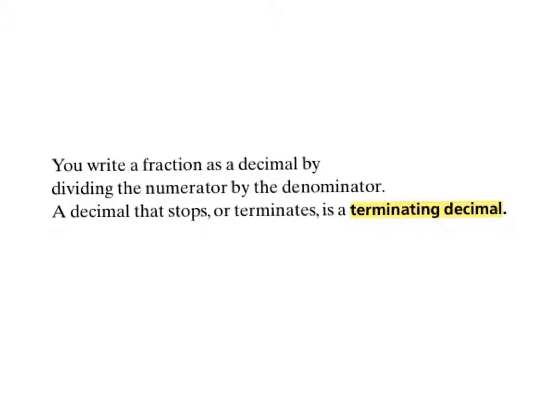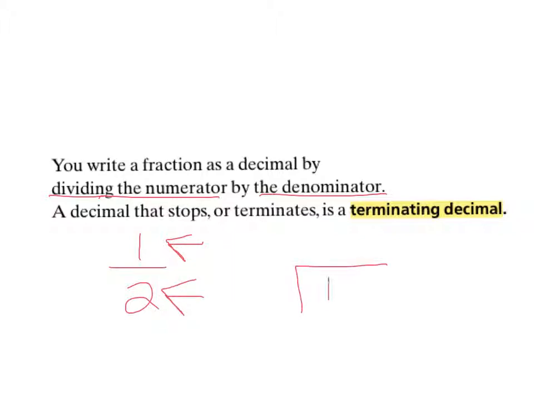Now, you write a fraction as a decimal by dividing the numerator by the denominator. If the decimal stops or terminates, it's a terminating decimal. So again, if you're looking at a fraction like 1/2, the numerator, which is the top number, is divided by the denominator, which is the bottom number. So that means the top number's on the inside and the bottom number's on the outside.